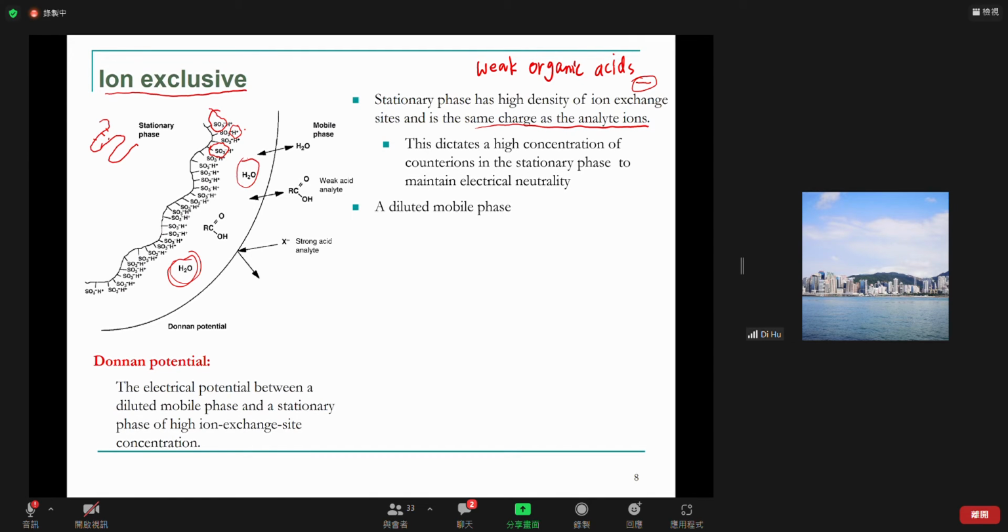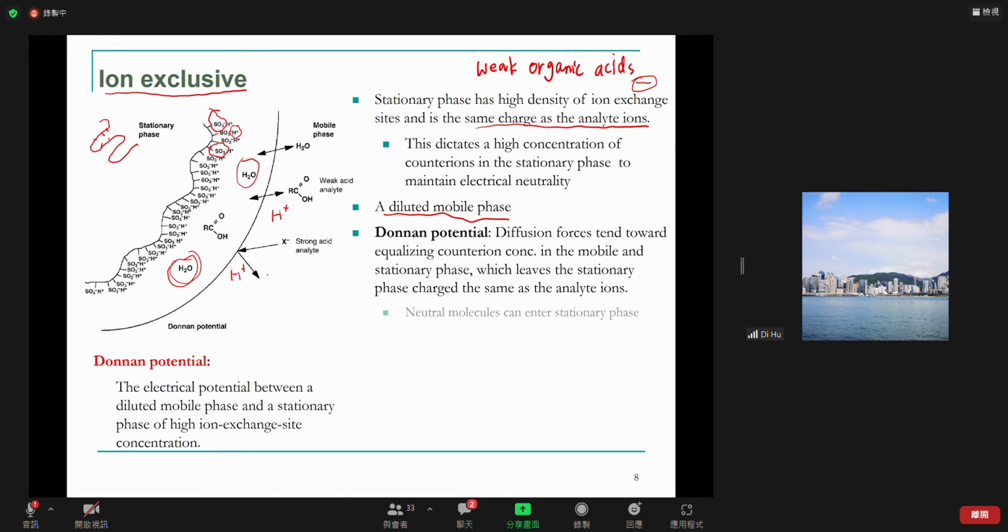Why do I say that? Because now you can see here the mobile phase is the diluted mobile phase, so it has much more diluted hydronium ion. But here on this binding site, they have a very high density of this hydronium ion, hydrogen ions, right? So therefore the electric potential between this high exchange site stationary phase and the diluted mobile phase is quite large. It's called the Donnan potential.